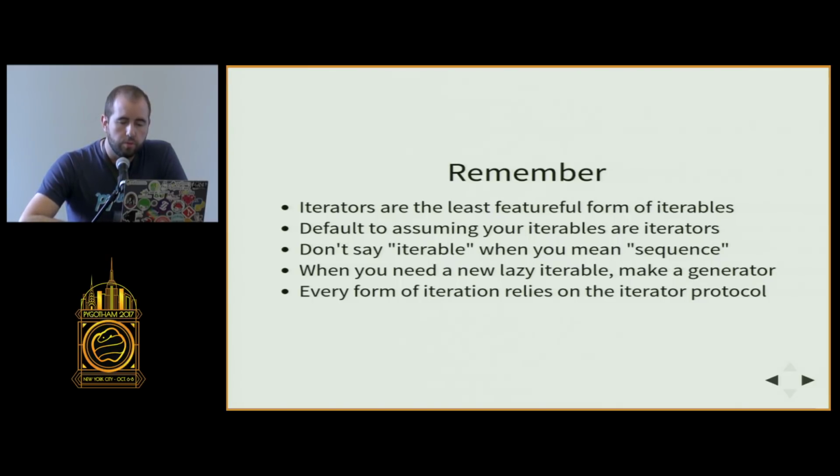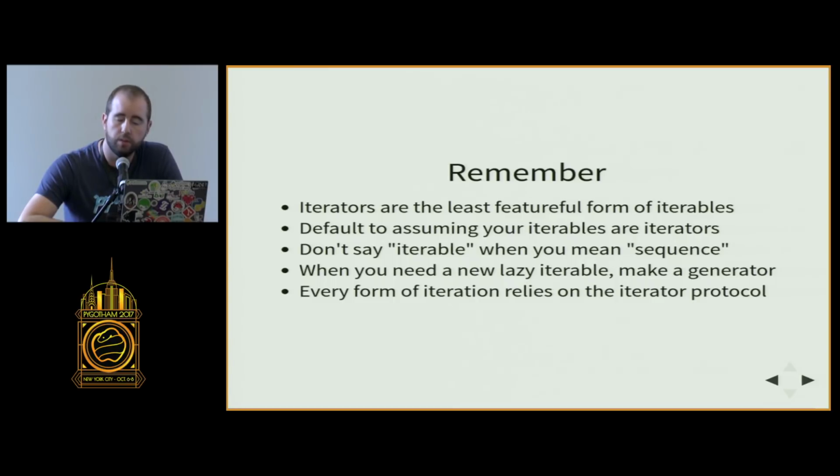Iterators are the most rudimentary form of iterables. When working with iterables, I want you to try to assume that you're working with iterators, because you very well might be. Iterables cannot necessarily be indexed. Sequences are one type of iterable, but they're not the only type of iterable. You cannot assume that your iterables can be indexed. When someone says the word iterable, all that they mean is something that we can iterate over, and that is it. Try not to assume that iterables have any features beyond iteration.